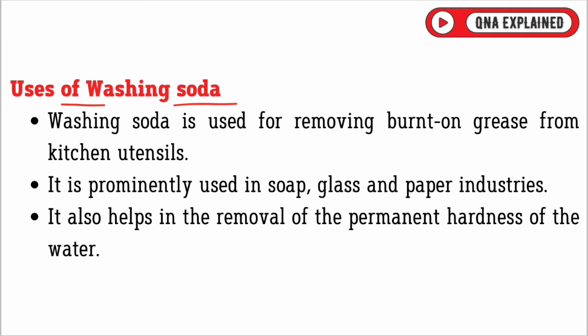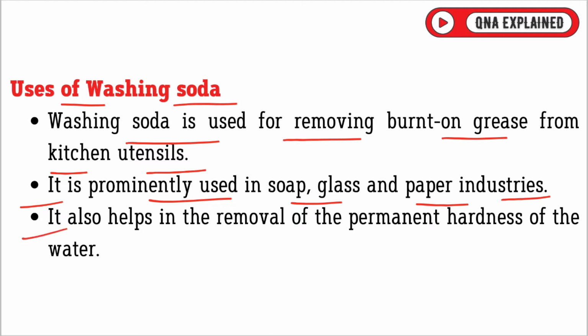Uses of washing soda. Washing soda is used for removing burnt-on grease from kitchen utensils. It is prominently used in soap, glass, and paper industries. It also helps in the removal of the permanent hardness of the water.